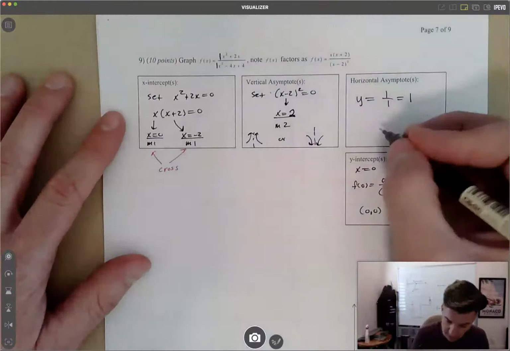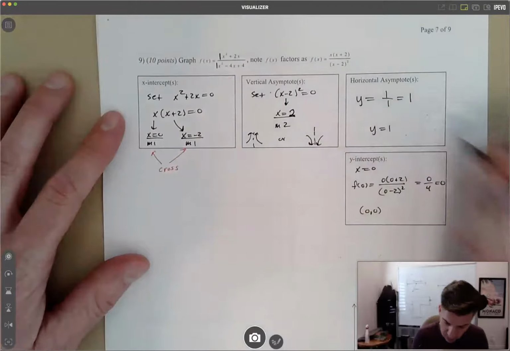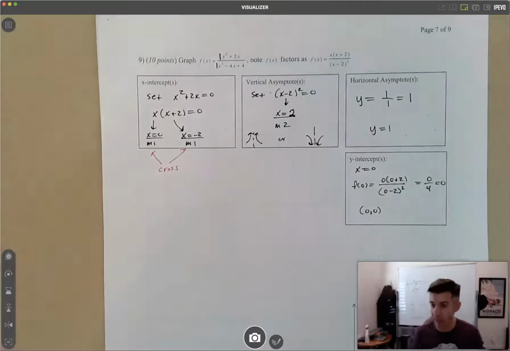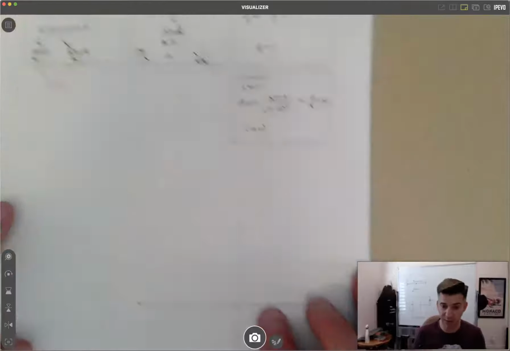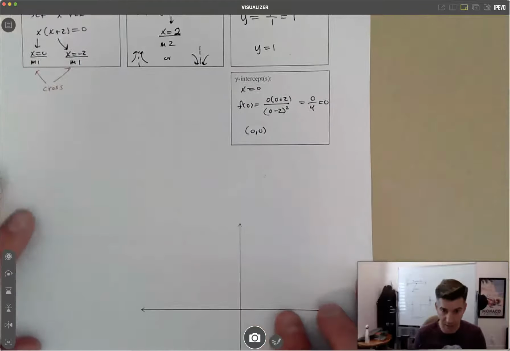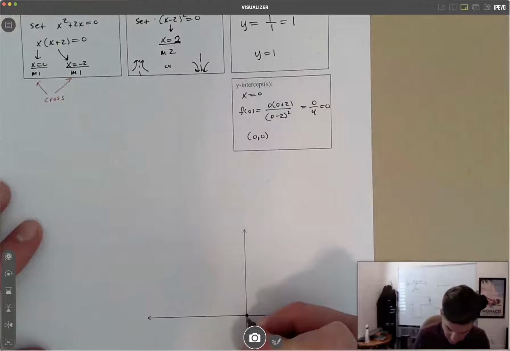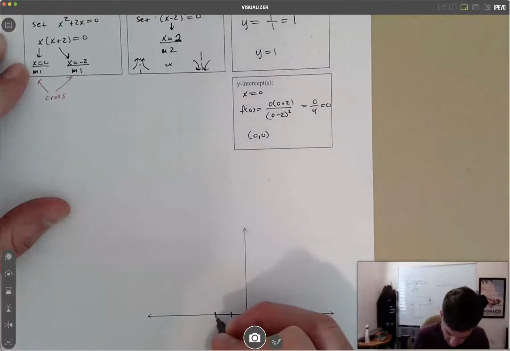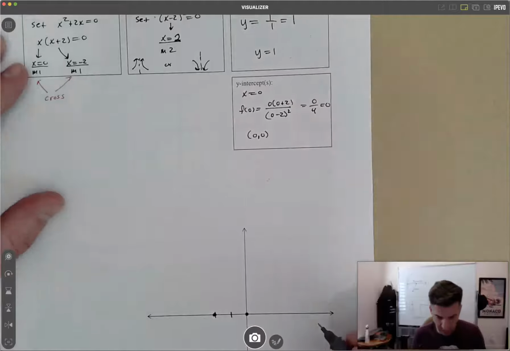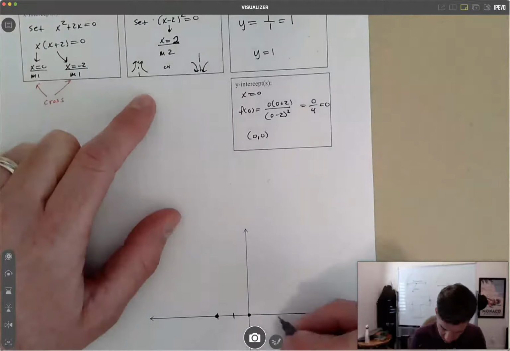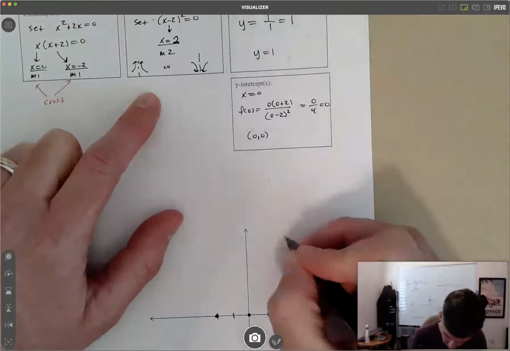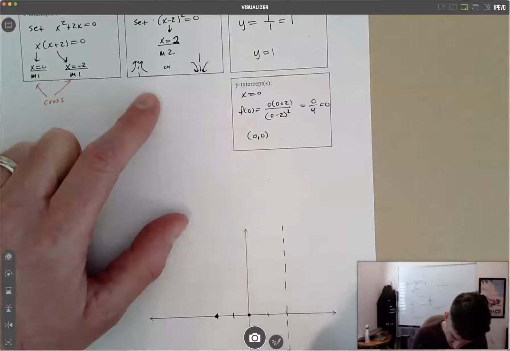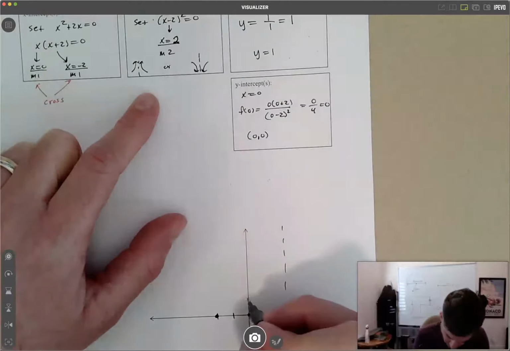So that's how we're getting y equal to 1 as our horizontal asymptote. And that's all the features. Now we just have to put it all together and graph it. So I've got my y-intercept at (0, 0). I've got my x-intercept at 0 and -2. I've got my vertical asymptote at x = 2. And I've got a horizontal asymptote at y = 1.